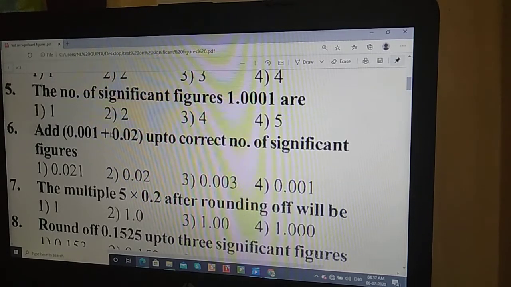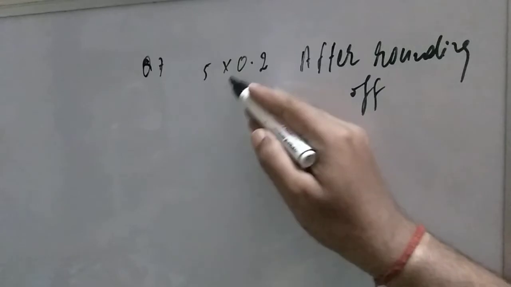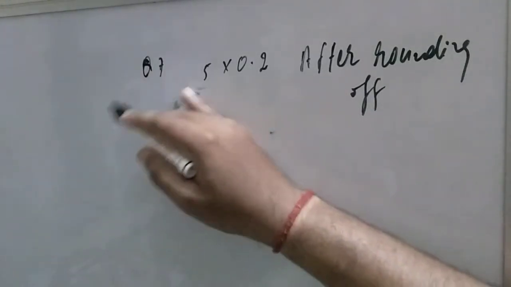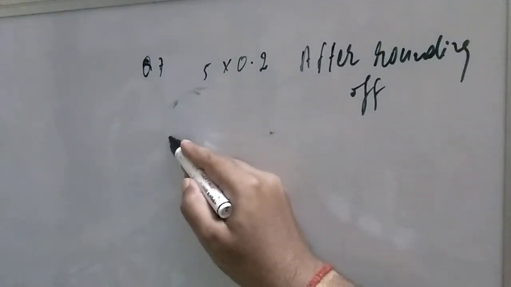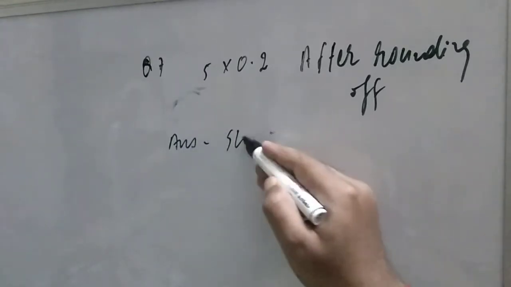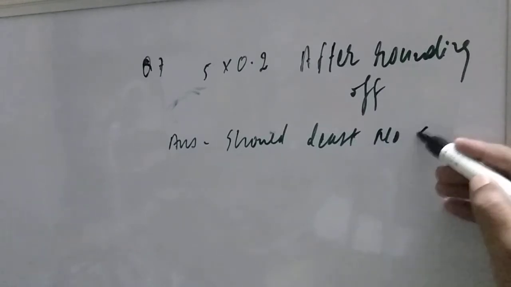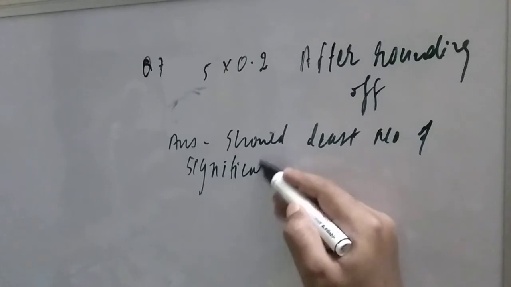They have given 4 options. Let us come to the board for better understanding. How can we solve? Here they have given 5 into 0.2. How many significant figures do you see, student? In both cases, the answer should have the least number of significant figures.